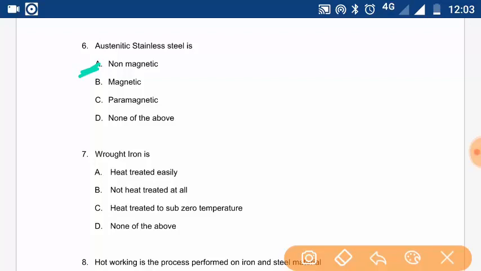And what about ferritic stainless steel? It is magnetic. And martensitic, it is also magnetic. Okay. Wrought iron is heat treated easily, not heat treated at all, heat treated to sub-zero temperature, or none of the above. So wrought iron is basically easily heat treated. Okay.